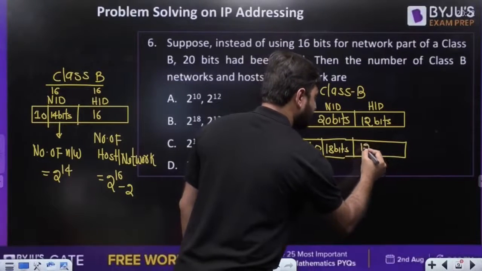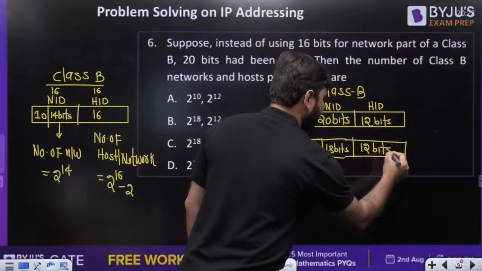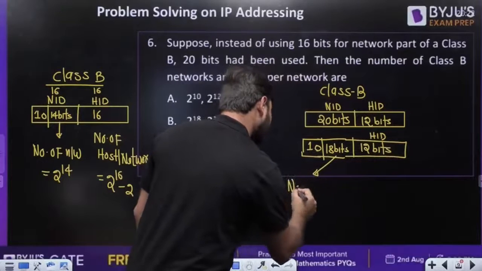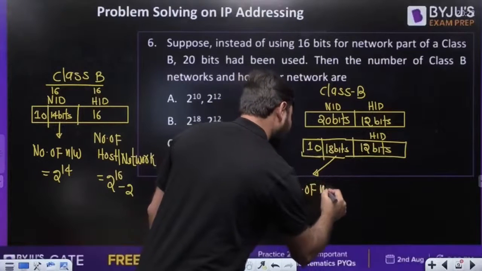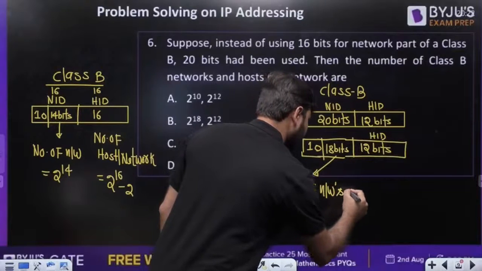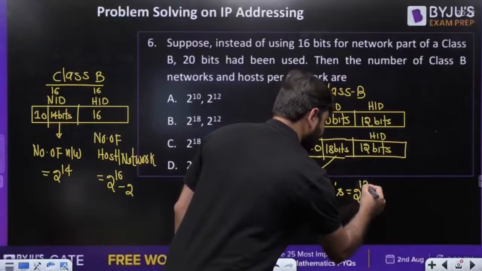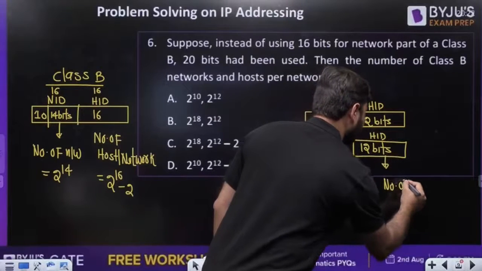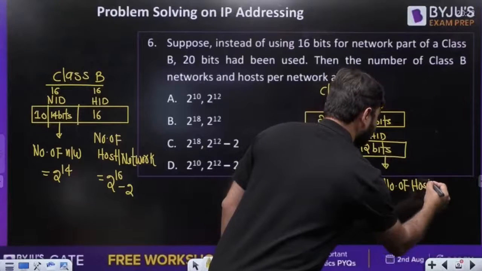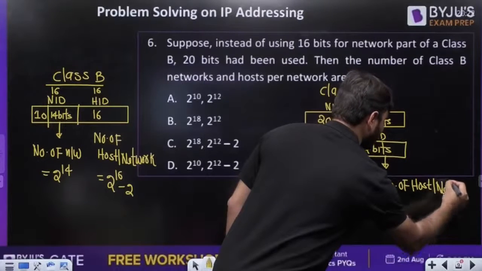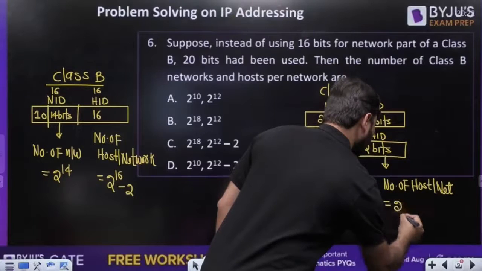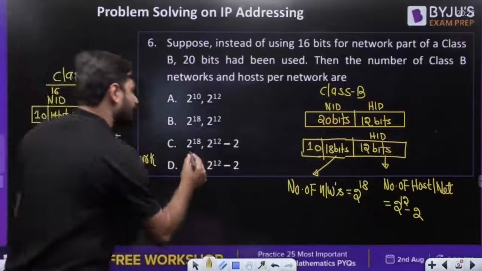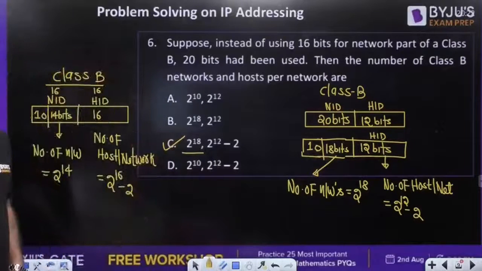And the 12 bits are the remaining host ID part. So from 18 bits, the number of networks is 2 power 18. With a host ID of 12 bits, the number of hosts per network is 2 power 12 minus 2. So the correct answer for this question will be C.